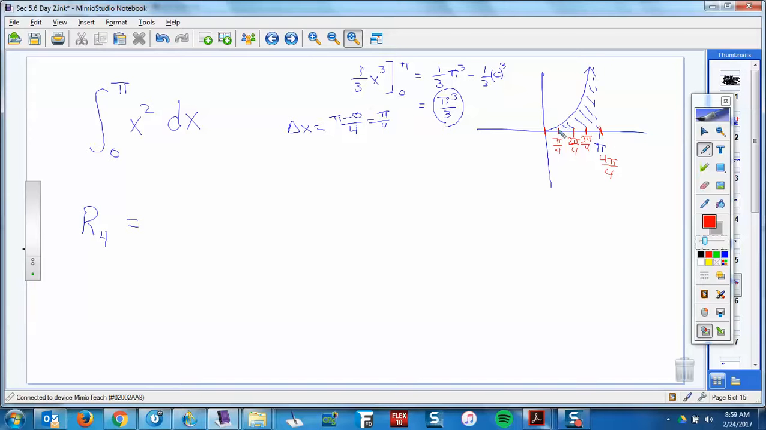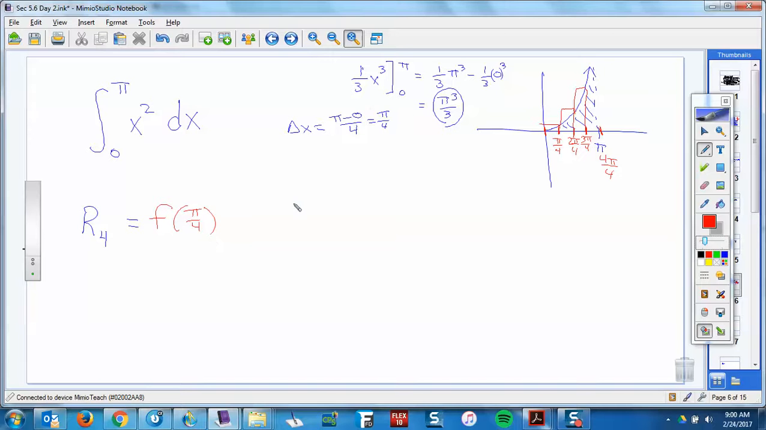So if I was actually going to draw a right rectangle here, it would look like that. And then it would look like that. And then it would look like that, right? But we don't need those. So what am I going to write here? F of pi fourths. This is why we did that homework yesterday, right?